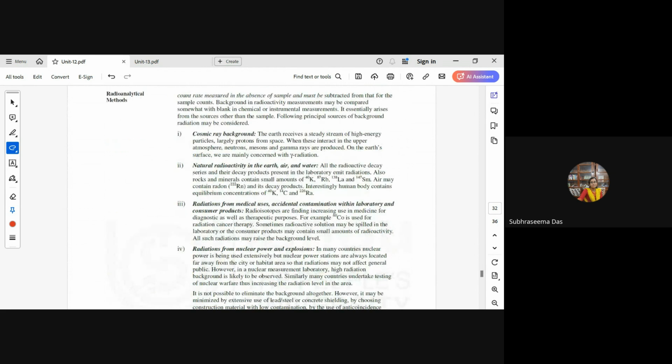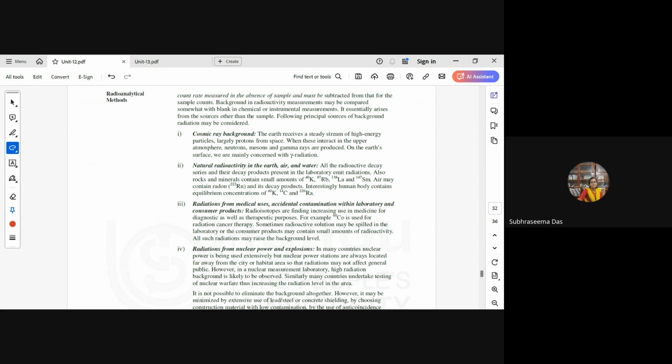First is the cosmic ray background. The earth receives a steady stream of high energy particles from space. When these interact in the atmosphere of the earth, various types of neutrons, mesons, and gamma rays are produced. We are mainly concerned with the gamma radiation that originates. Next is the nuclear radioactivity in the earth, air, and water.